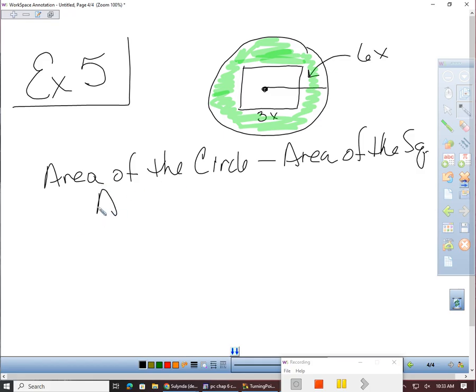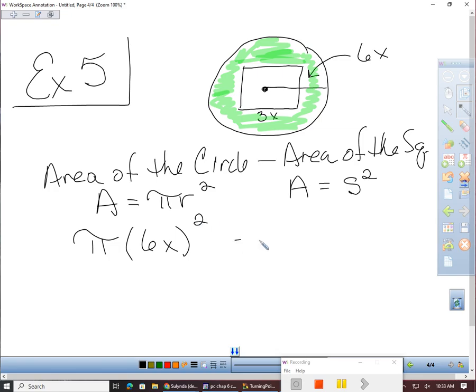Area of a circle is pi r squared. Area of a square is side times side, or side squared. Right? Because a square has same side, length times width, base times height. They're both the same. Okay, so we're going to start here. We have pi times our radius, which is 6x squared, minus the area of our square, which is 3x times 3x, or 3x squared.